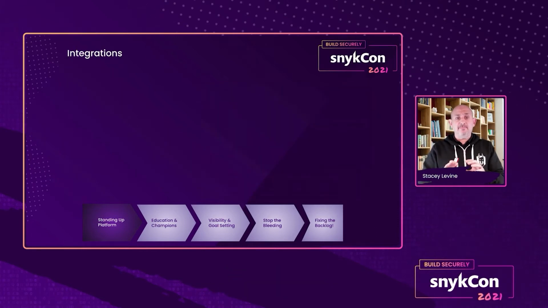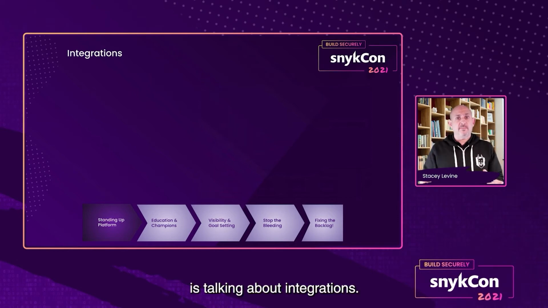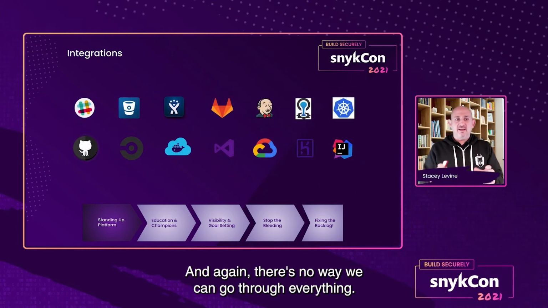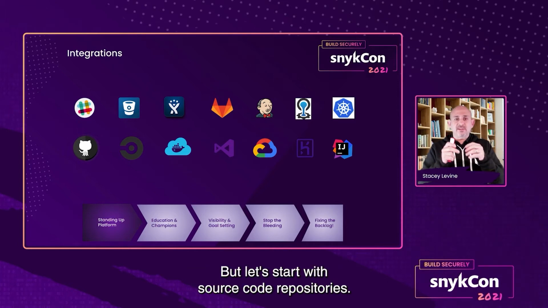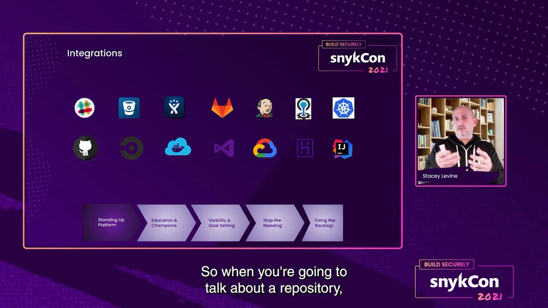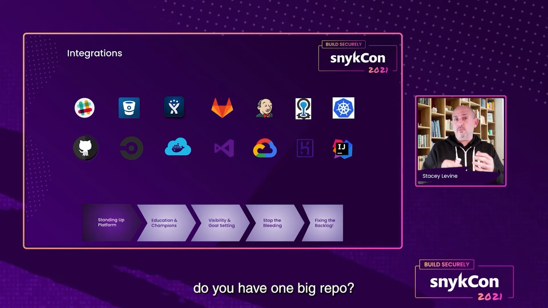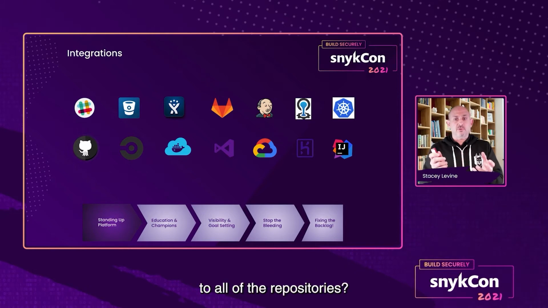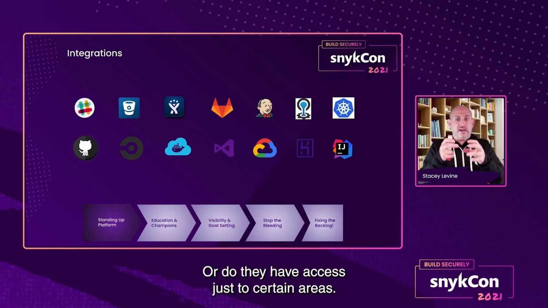The next step in standing up the platform is talking about integrations. Integrations is a big topic. Snyk can integrate with a lot of different things. And again, there's no way we can go through everything. But let's start with source code repositories. So when you're going to talk about a repository, do you have one big repo? Do all of your developers have access to all of the repositories? Or do they have access just to certain areas?